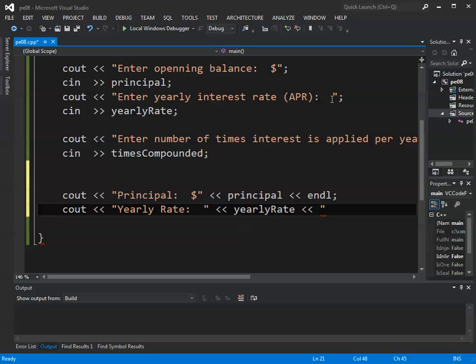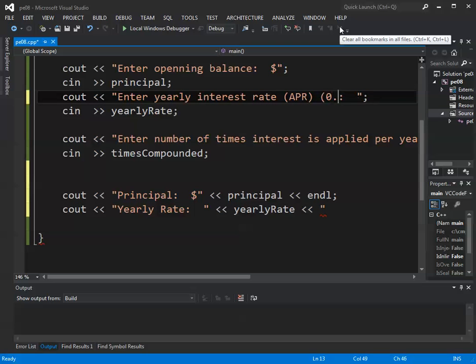Now in our formula, and this is something that you'd probably have to verify from the problem statement, the interest is certainly assumed to be in decimal notation. So 3% would be 0.03. So we should differentiate between that. So let's put an example. Let's ask the user to type in 0.01 for 1%.